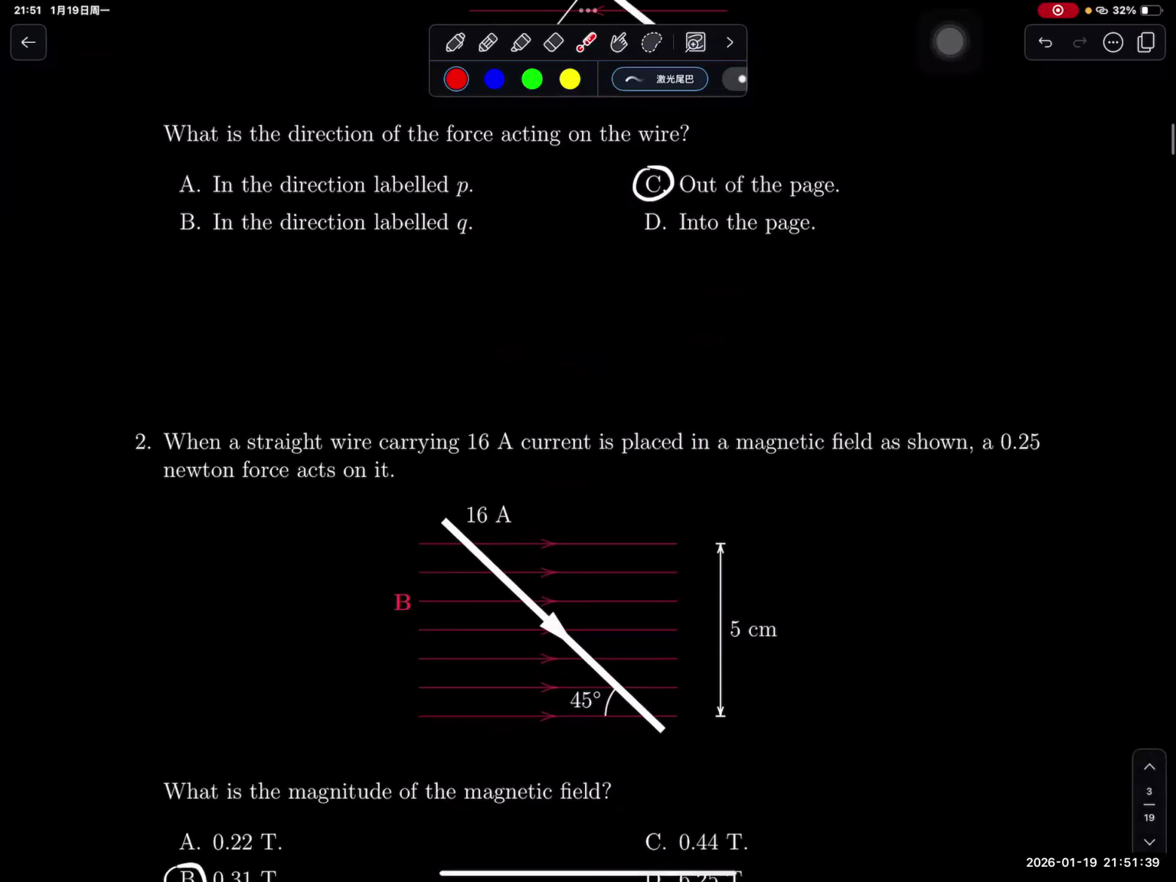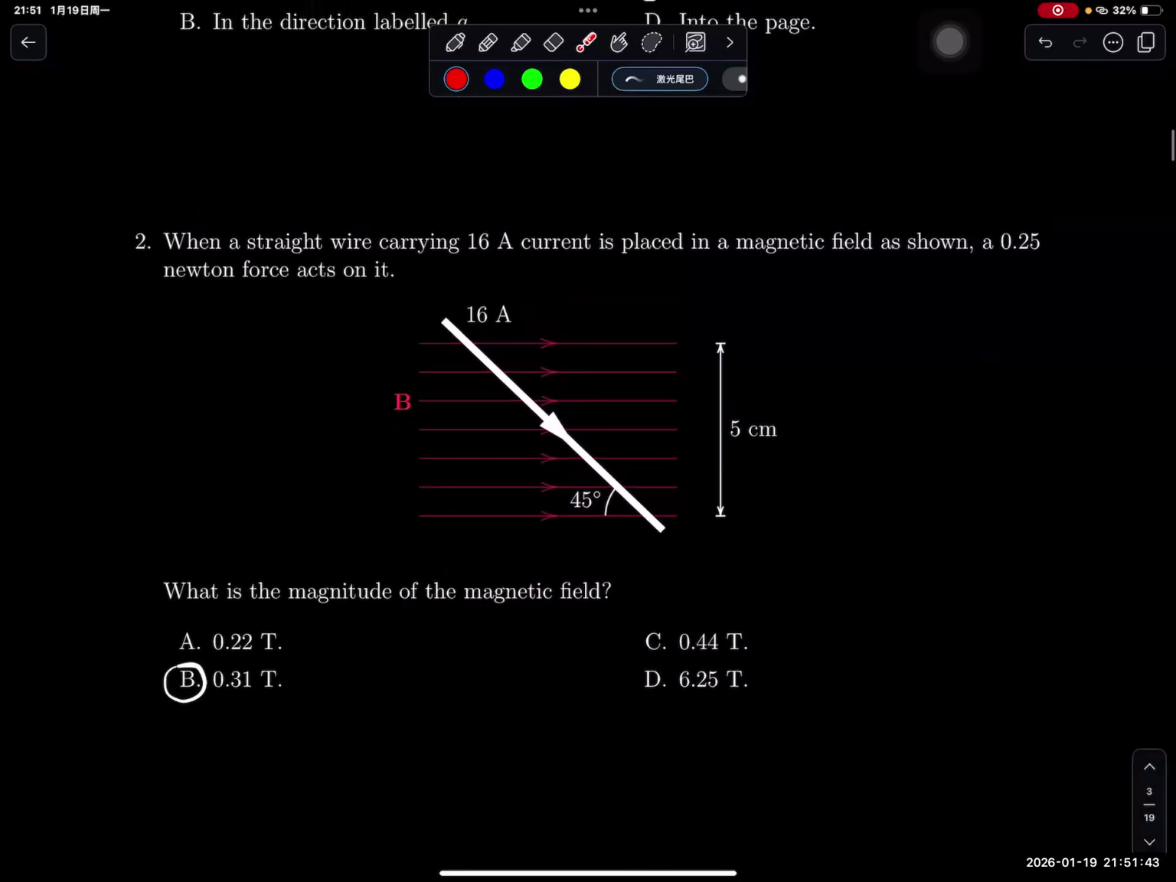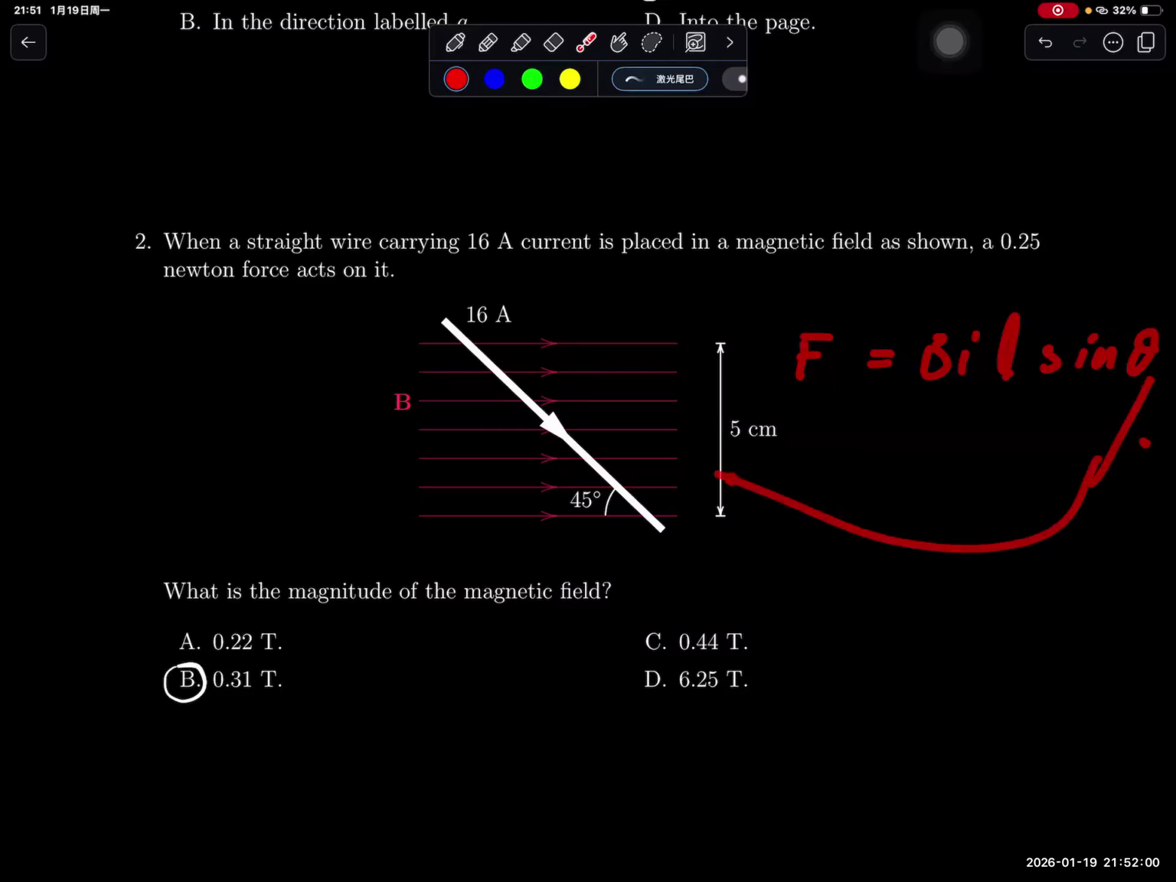So question 2, a straight wire carrying a current of 16 amps is placed in a field like this. What is the magnitude? Again, you can just use the motor effect equation. So F equals B times I times L, sine of the angle in between. And this angle is 45 degrees.